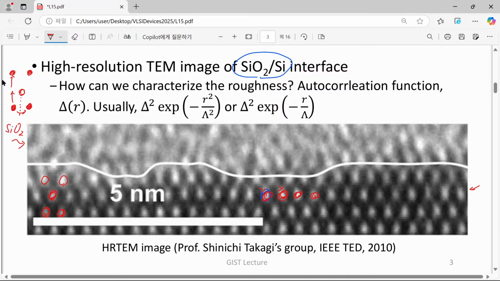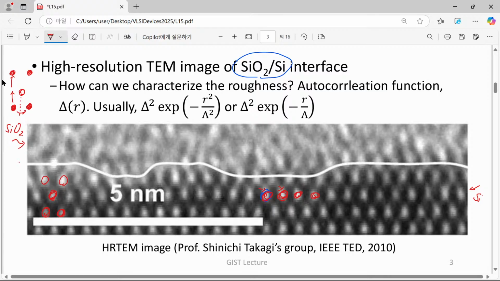These bright ones correspond to silicon atoms, but their arrangement just looks randomly distributed. So it is difficult to see any kind of order inside it. So you can clearly distinguish these two different parts, crystalline silicon and amorphous silicon dioxide. And what is the border between these two materials? Can you recognize the border?